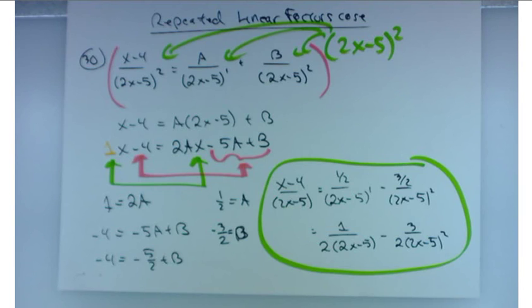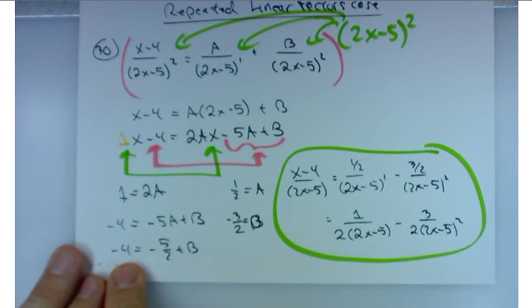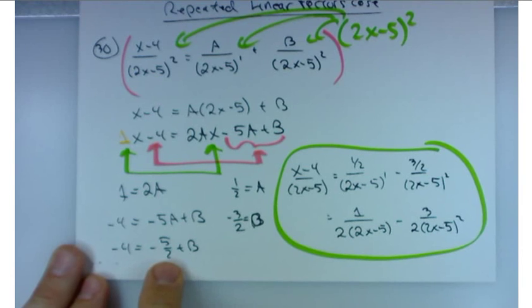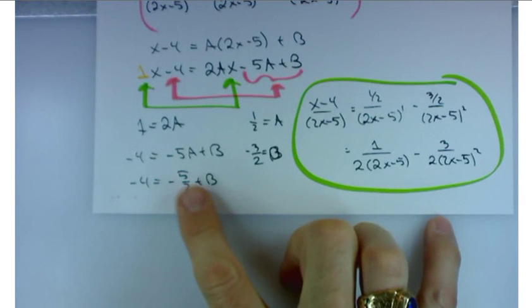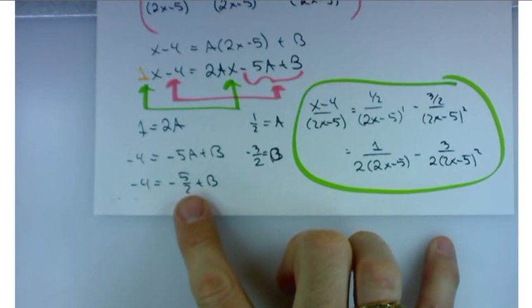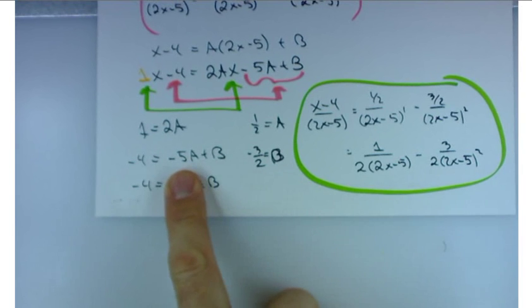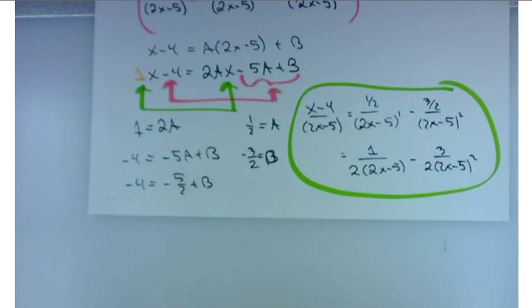How do I get what? I added 2.5 to both sides. So negative 4 plus 2.5 would be negative 1.5, which is negative 3/2. Because I want to get B by itself. So if I add positive 2.5, that'll cancel this out. And then 2.5 plus negative 4 gives me negative 1.5. Anything else on this one?